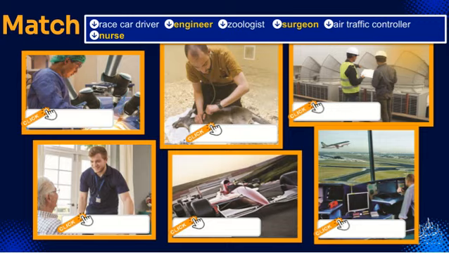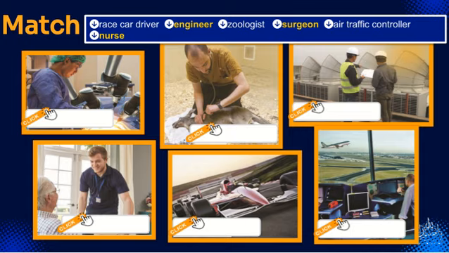Let's take a closer look at some of these fascinating professions and see how they connect to the skills we've been discussing. We have a race car driver, an engineer, a zoologist, a surgeon, an air traffic controller, and a nurse. Each of these roles requires a unique set of skills, but they also share common traits like quick thinking, precision, and teamwork.